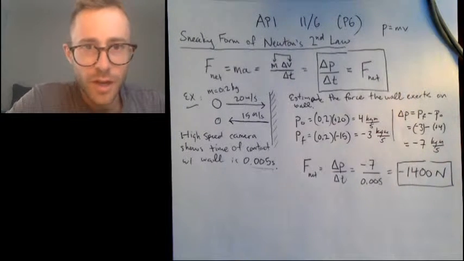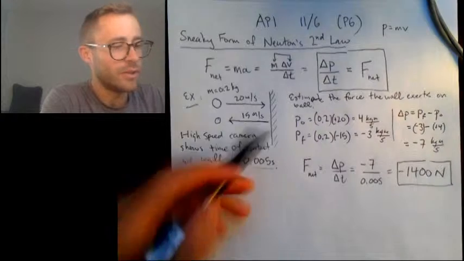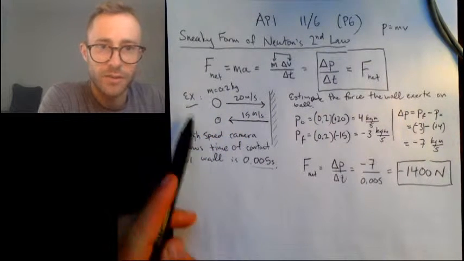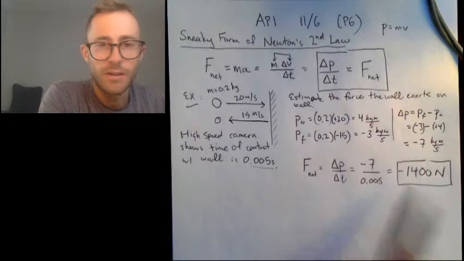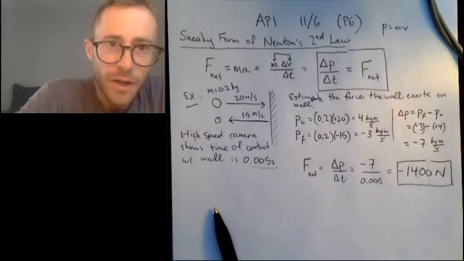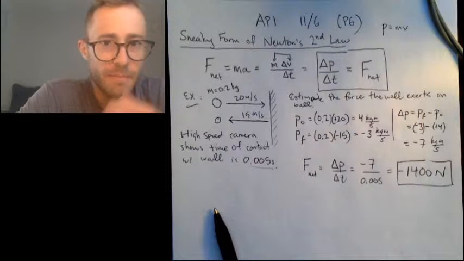Now, why is that force negative? It's because we can see that the wall takes the velocity and reverses it and makes it a leftward velocity. So that means that it's a negative net force, okay?